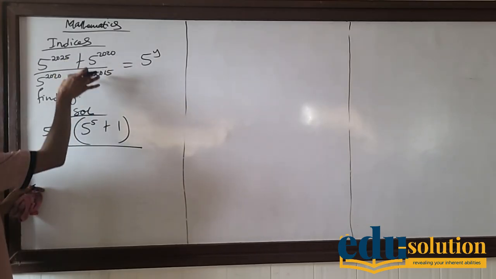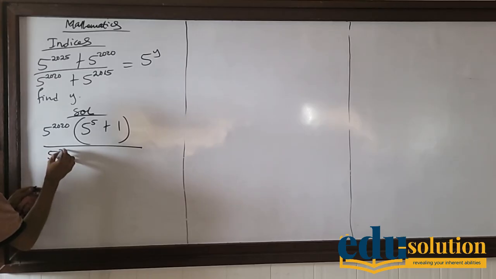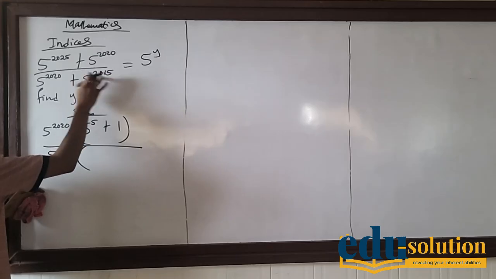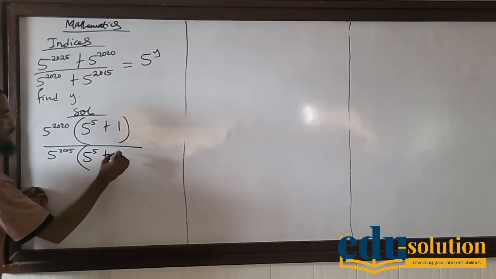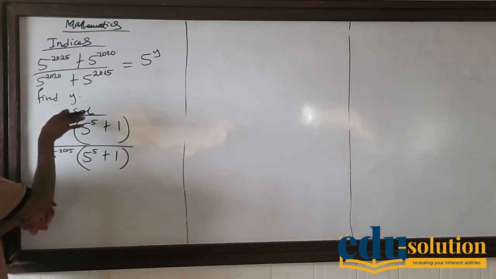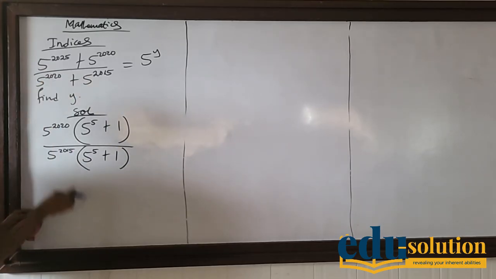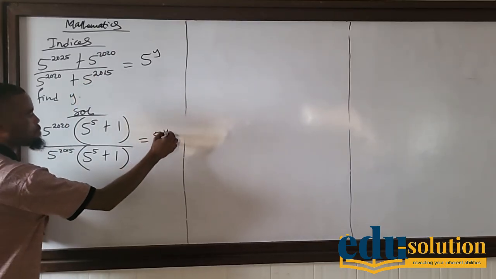What I did here, I'm going to repeat it here. I also take the smallest, which is 5 raised to the power of 2015. Open bracket. The difference between 2015 and 2020 is 5, so I have 5 raised to the power of 5, and then plus 1, and then I close the bracket. If you do the same thing as I did previously for the numerator, 5 raised to the power of 2015 multiplied by 5 raised to the power of 5 is going to give us this again, while this one multiplied by 1 is going to give us this again. So everything is equal to 5 raised to the power of y.